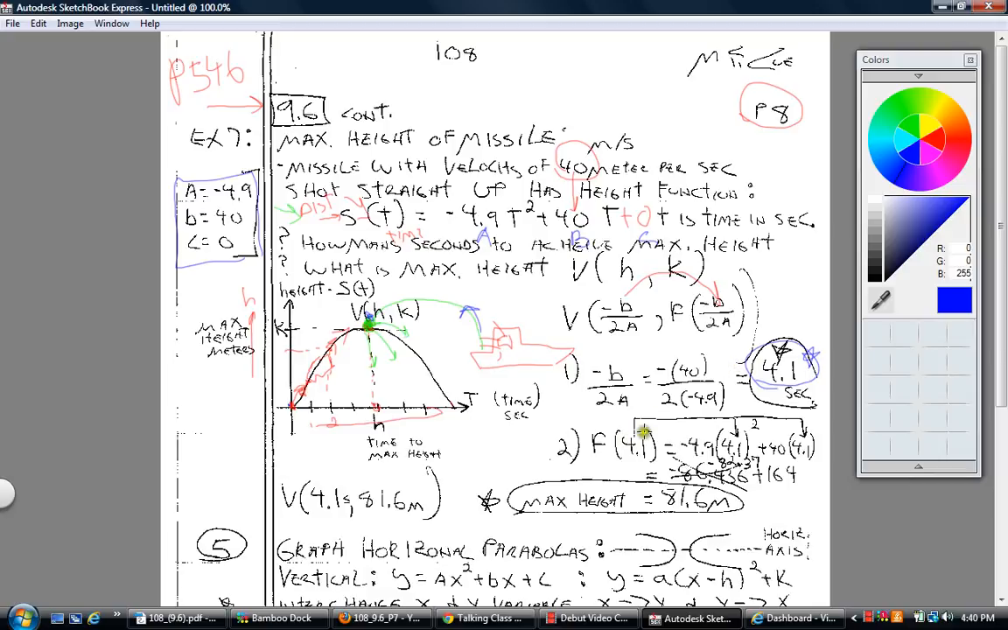Take 4.1 seconds, substitute it back in for time into the quadratic equation like I did here. Here's your 4.1, and get your calculators, plug and chug, and you find out it's 81.6 meters high. Now, in real life, these are thousands of feet up in the air, but the same principles are applied here. Okay, so at that vertex in 4.1 seconds, the height would be 81.6, and that's your answer.